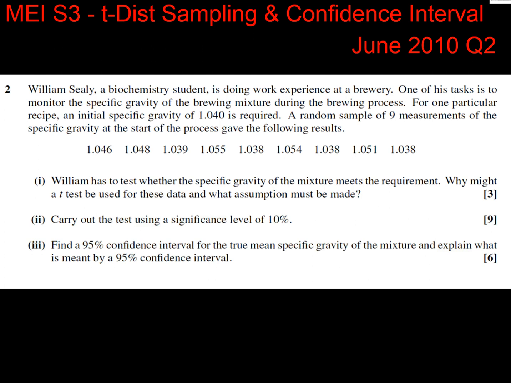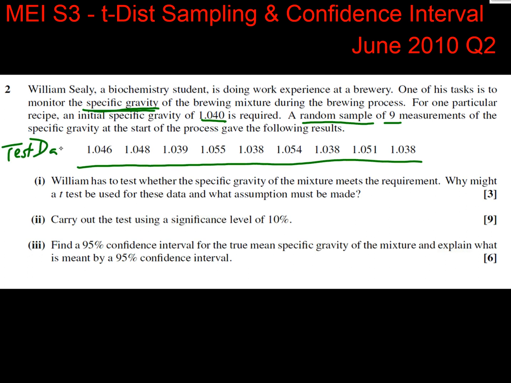So let's have a look at the sort of questions. Again, lots of words. We've got to work out what we want to know. William Seeley Gossett, a biochemistry student, is working in a brewery. One of his tasks is to monitor the specific gravity of the brewing mixture during the brewing process. And for one particular recipe, the specific gravity he required is 1.040. A random sample of 9 measurements from within the mix gives the following data. So that's our test data, isn't it? Test data, 9 items, yeah.